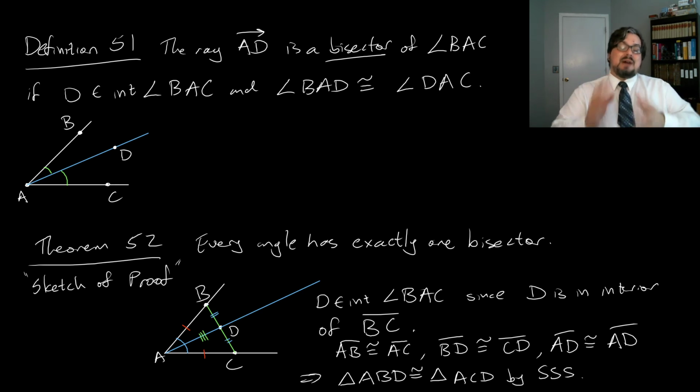If you assume you have a bisector, then by the crossbar theorem, it has to intersect the segment BC, and you can show, using our congruence theorems, that it has to intersect at a midpoint, but we've already shown that every segment has only one midpoint. And that's the idea behind how we prove that every angle has exactly one bisector.